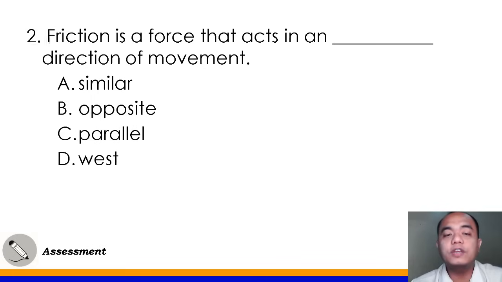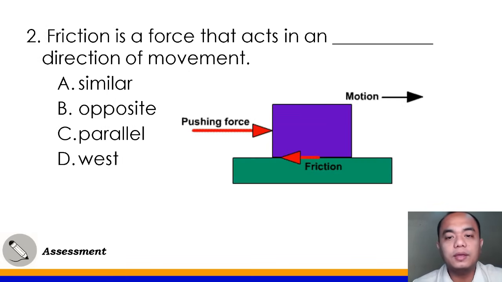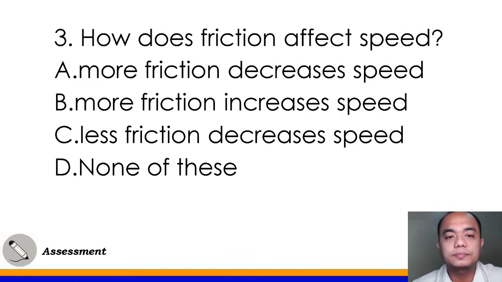Number 2. Friction is a force that acts in an blank direction of movement. A. Similar, B. Opposite, C. Parallel, or letter D. West. Okay, this is your clue. This is the direction of the force and this is the direction of the friction. So what can you say about their directions? Friction acts as an opposite direction. So the correct answer for number 2 is letter B, opposite.